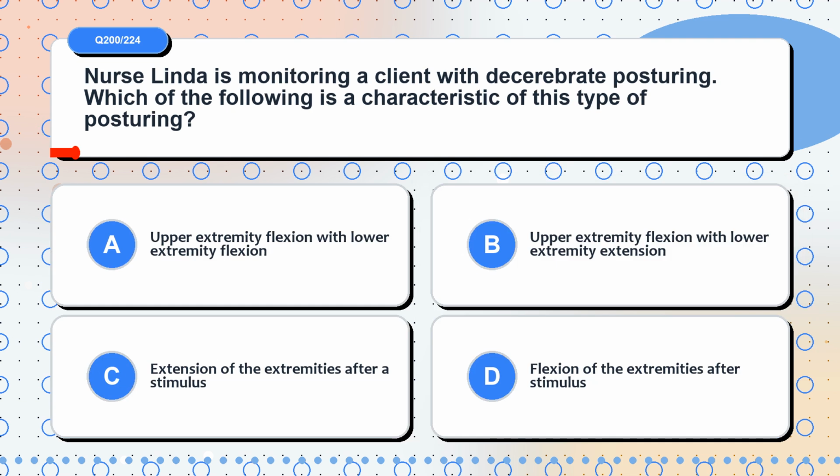Question 200. Nurse Linda is monitoring a client with decerebrate posturing. Which of the following is a characteristic of this type of posturing? Here are the options. Option A. Upper extremity flexion with lower extremity flexion. Option B. Upper extremity flexion with lower extremity extension. Option C. Extension of the extremities after a stimulus. Option D. Flexion of the extremities after stimulus.